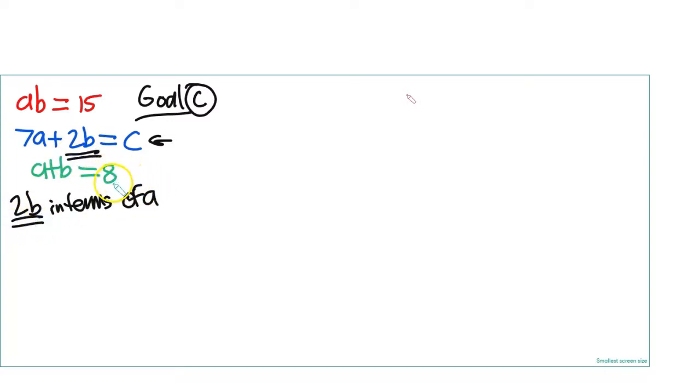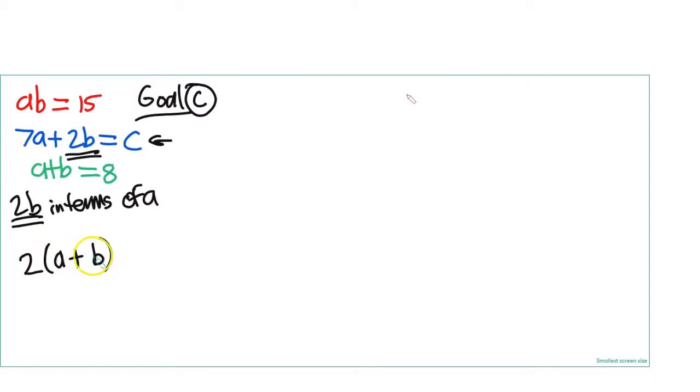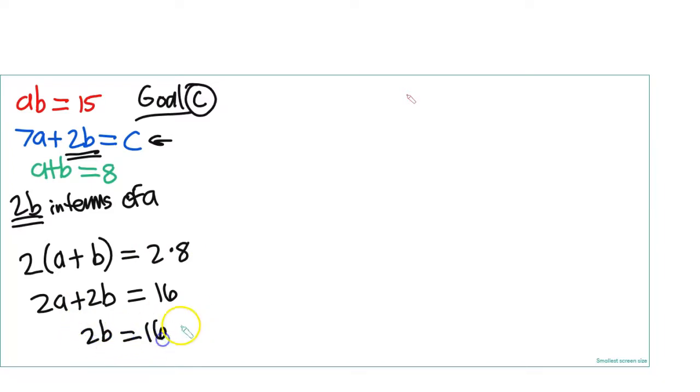Well, there is a relatively easy way to get that in terms of a. You could take the green equation, the third equation, and multiply by what to get a 2b? Multiply by 2. Because you multiply 2 times a plus b, that should be 2 times 8. So that's 2a plus 2b. We're using the distributive property. And then what is 2 times 8? 16. So then 2b equals 16 minus 2a. You see that? Just like we said, 2b is 16 minus 2a, and that can go in here.